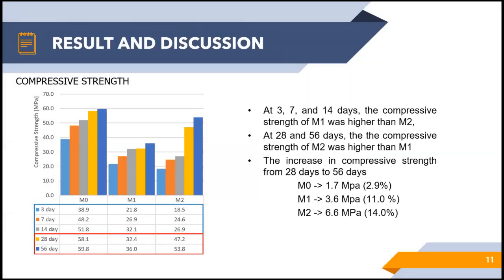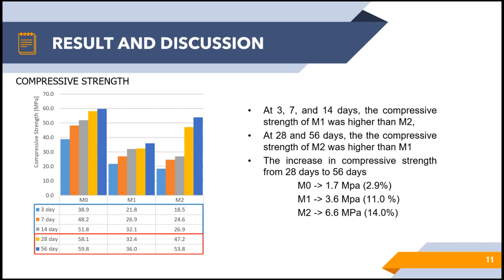So, the next is the result for the compressive strength on the hardened concrete. From the table, we can see that at 3, 7, and 14 days, the compressive strength of M1 was higher than M2. But at 28 and 70 days, the compressive strength of M2 was higher than M1.